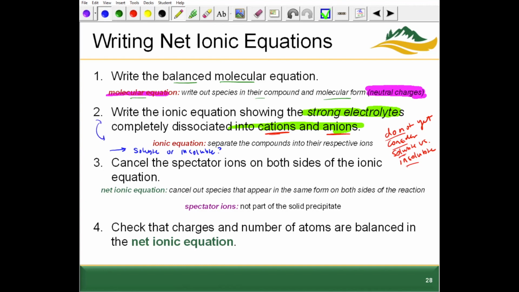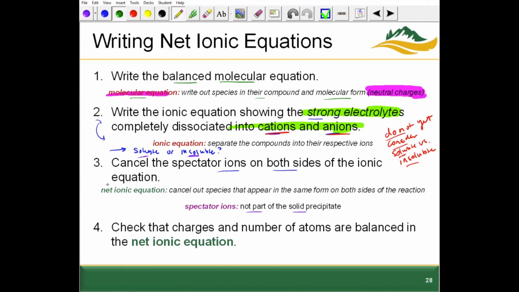We're going to practice it as we're writing out the ions into cations and anions, then considering what's soluble and insoluble, then go on to step 3, where we cancel out the spectator ions that are present on both sides of the equation, where the spectator ions are not part of the solid precipitate. So if they're not part of this insoluble precipitate, they're part of the soluble form, then we end up canceling those ions out as spectator ions.